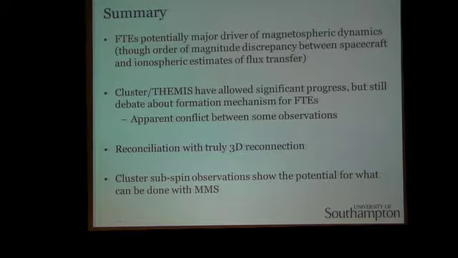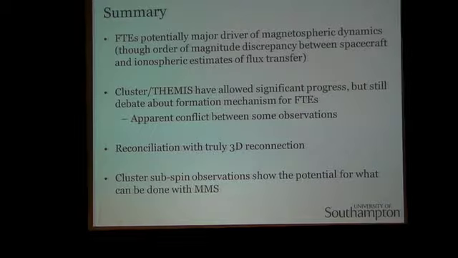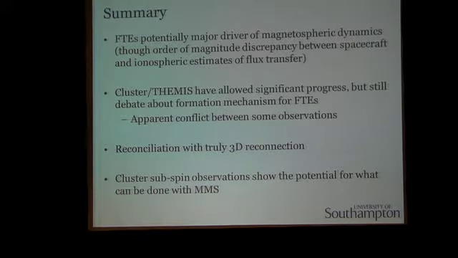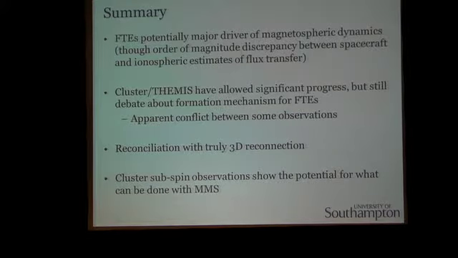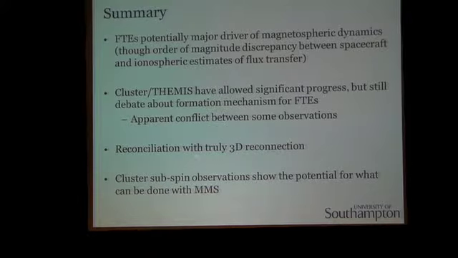So to summarise, flux transfer events are potentially the major driver for magnetospheric dynamics at Earth. They certainly are at Mercury, though we have got this order of magnitude discrepancy between spacecraft and atmospheric estimates of their significance. I think we've made a lot of progress in the Cluster and THEMIS era, but there still is debate about the mechanism that causes the formation of these events, and there's work to be done on reconciling some different observations and also building a 3D connection picture.